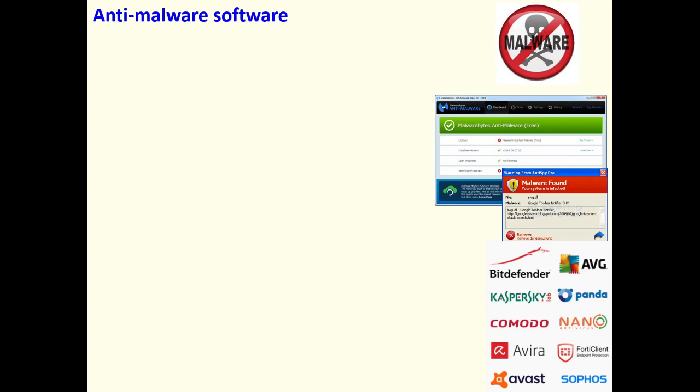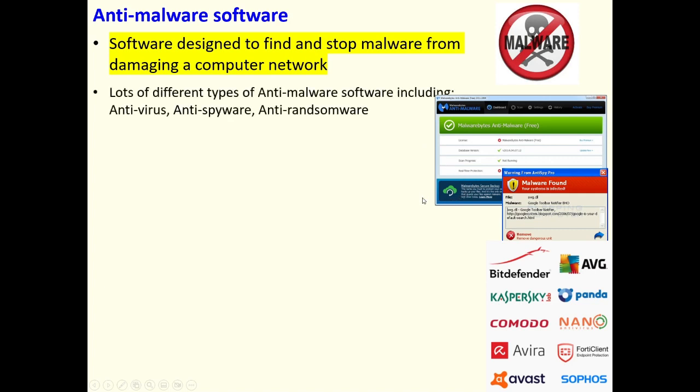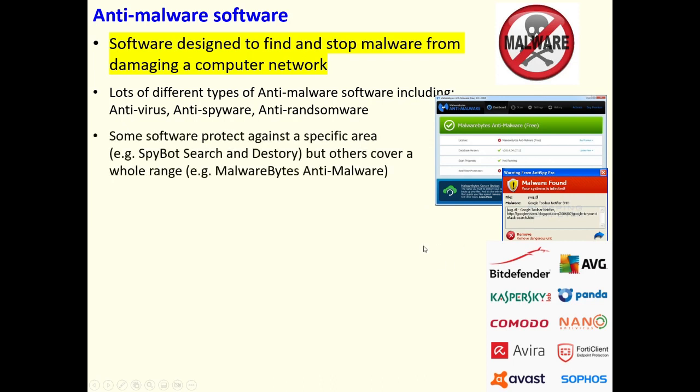Okay, another real basic thing which you should have on your computer at home, for example, and we have on the school network, anti-malware software. Well, it literally is like it says. It's anti-malware. It's software to help prevent, find and stop malware from damaging a computer or a network. There are lots of different types of anti-malware software you could download. Some are specialized and some are just generalized.